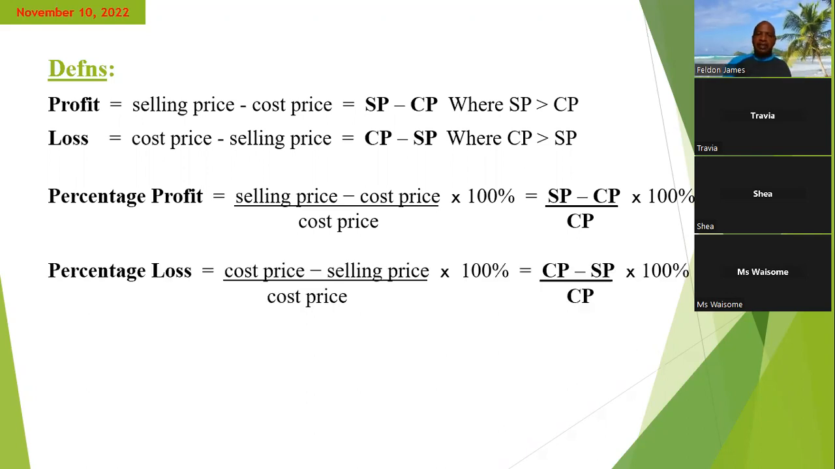Our loss percent will be calculated similarly. In this case, your cost price minus your selling price will give you your loss. So in other words, your loss percent is actually the loss over your cost price times 100. What you should notice here is that the profit is over cost price and the loss is also over cost price. And then you times them by 100 to get the percentage.